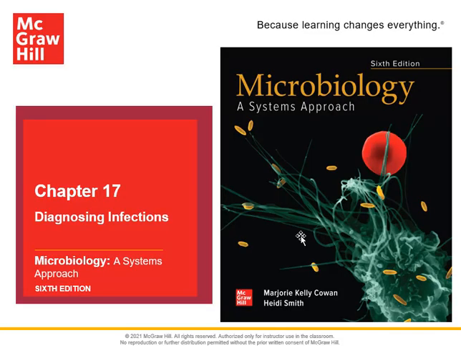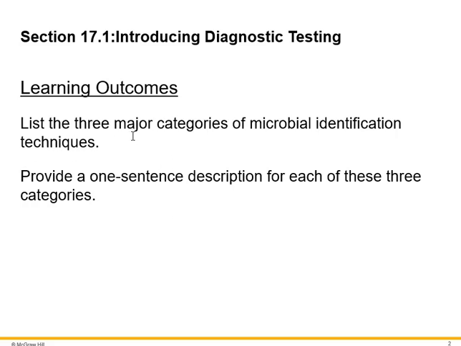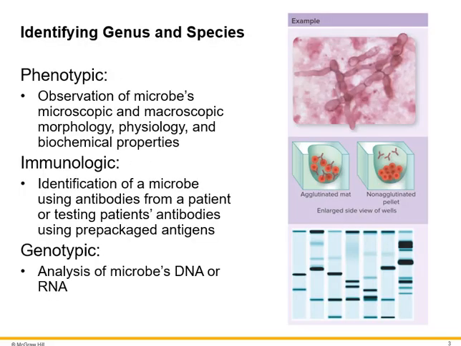Chapter 17, Diagnosing Infections. In this section, we're going to discuss the three major categories of microbial identification techniques. By the time you're done, you should be able to provide a one-sentence description for each of these three categories. And for the test, you should be able to identify different tests that we have done or that we talk about and tell which category each fits into. So for identifying the genus and the species, we look at phenotypic, immunologic, and genotypic. Those are the three categories.